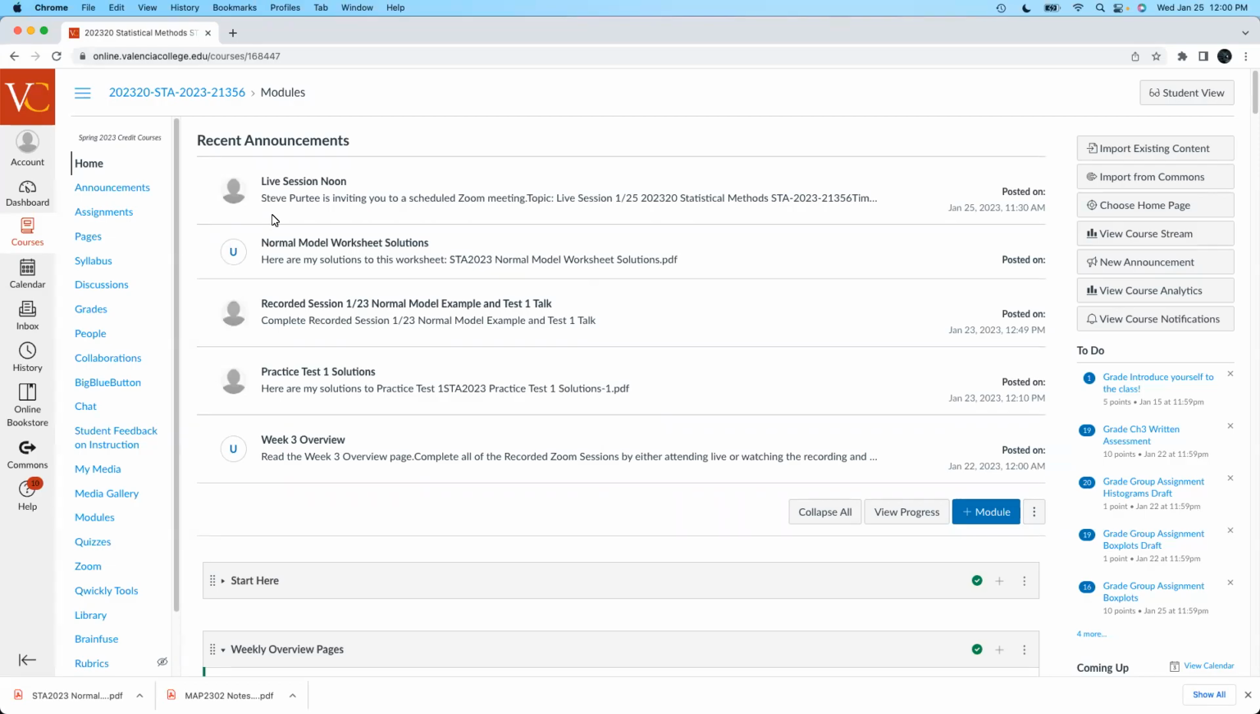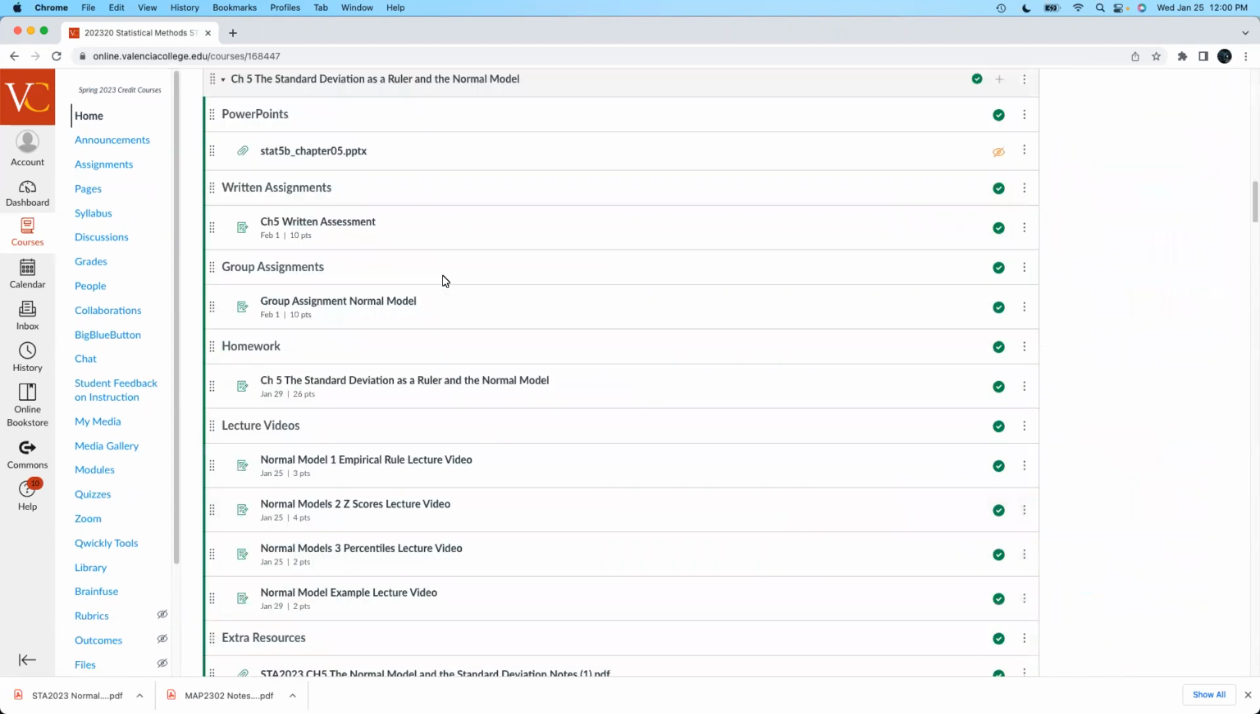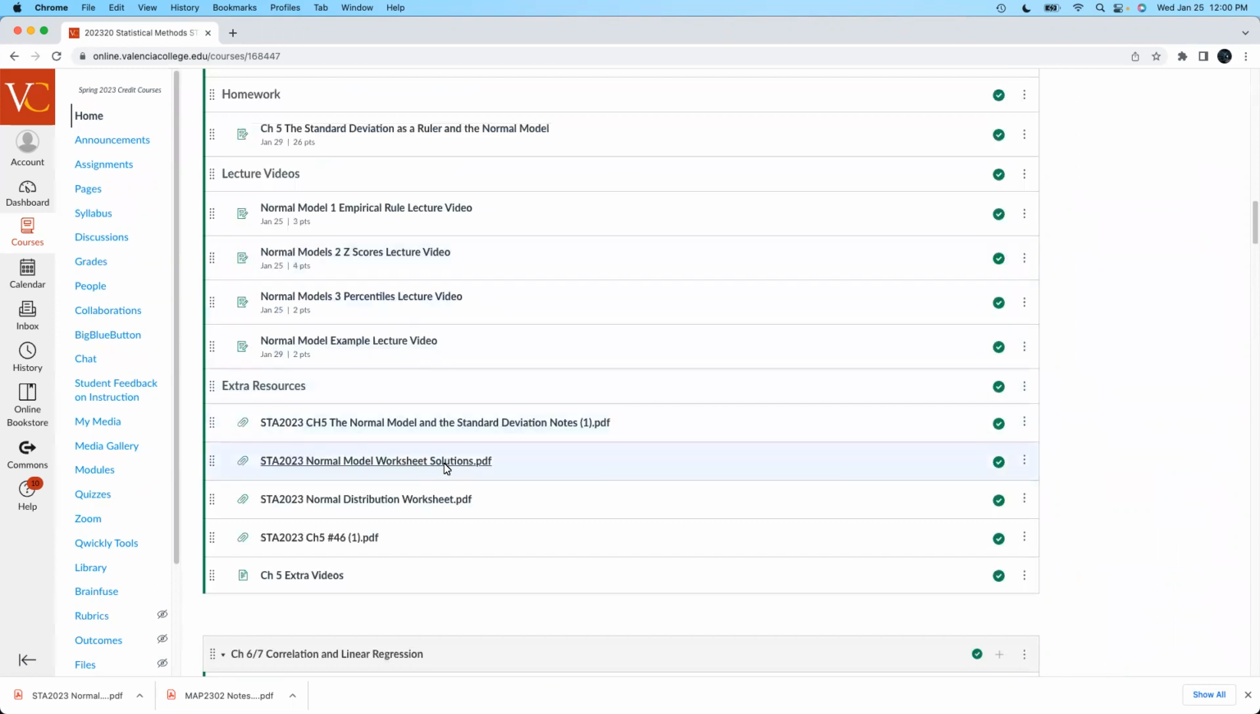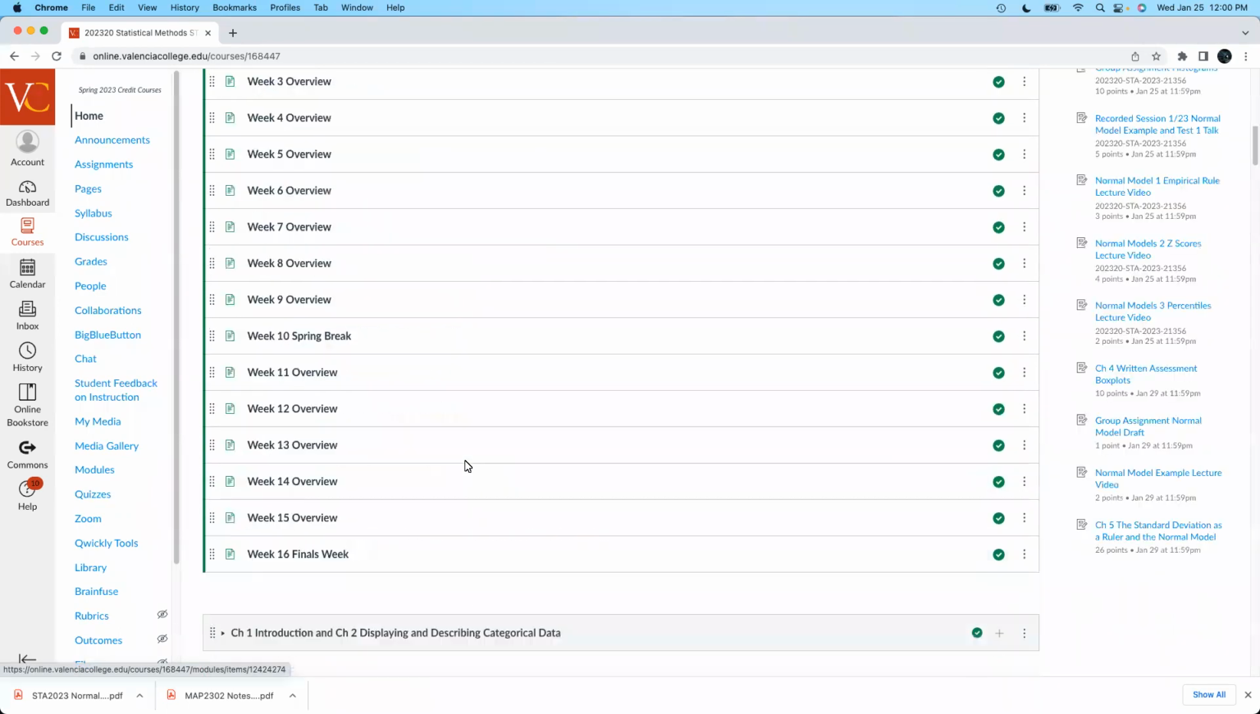Okay, we're still talking about the normal model. Check out the latest announcement here. I posted solutions to this normal model extra worksheet that I had posted here. Well, you don't have to do this. It's here if you want to play around. And I had the solutions. I went ahead and posted them. They were already here, but I made an announcement about them. And then we'll go through them today.